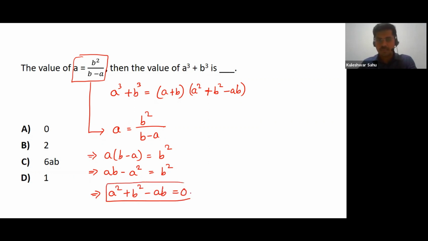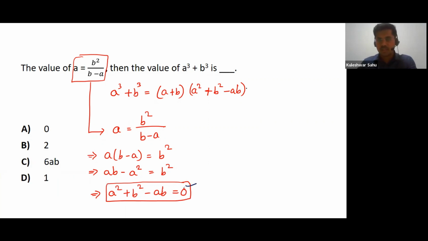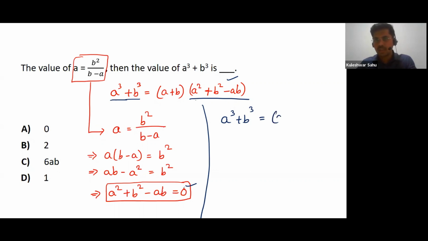Now, once you got this expression, as we can easily see, this value is nothing but the value of the second part, which is this part. Now, if we need to find a cube plus b cube, and we already have this given value as 0, the entire will be what? a cube plus b cube is equal to a plus b into 0. So definitely anything into 0 will be 0. Hence answer will be option A.